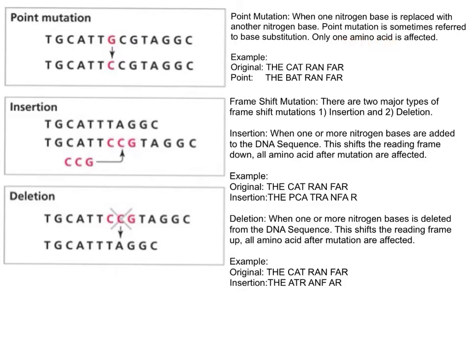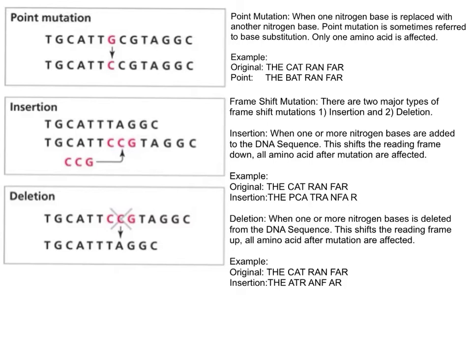So I want you to look at the example here. In the example, I have the cat ran far, as you can see here on top. Now, when we have a point mutation, it says the bat ran far. So in here, I see that only one word is affected, just like only one amino acid is affected. And the reason why only one word is affected is only because one letter has been changed from C in cat to B for bat.